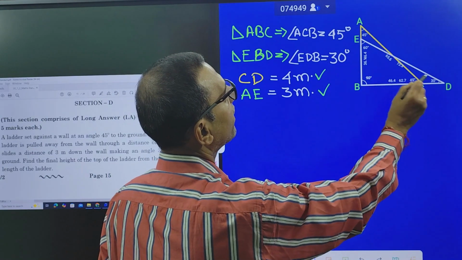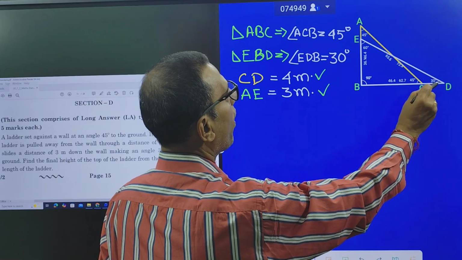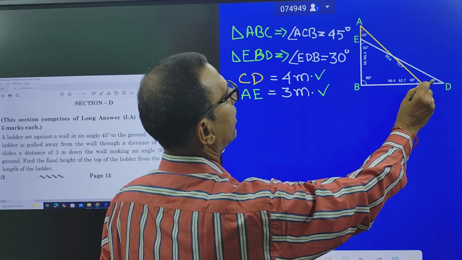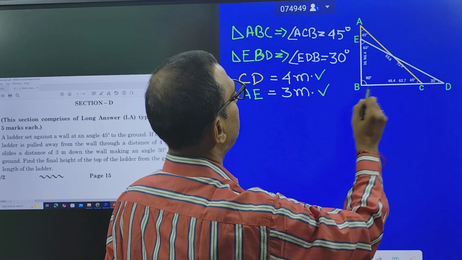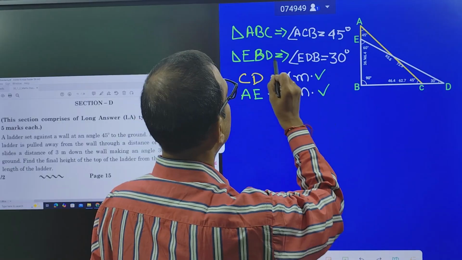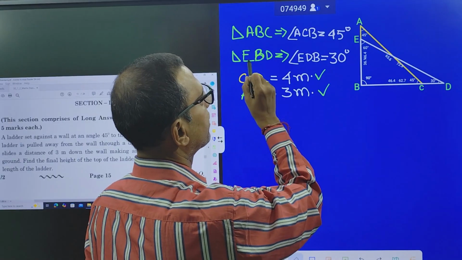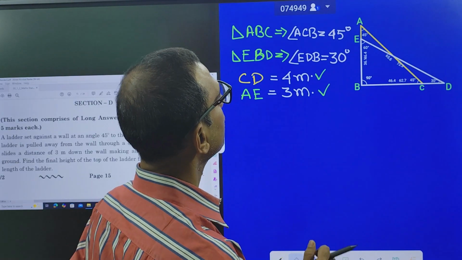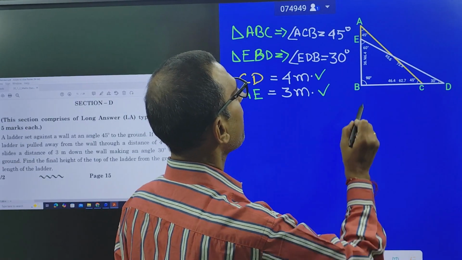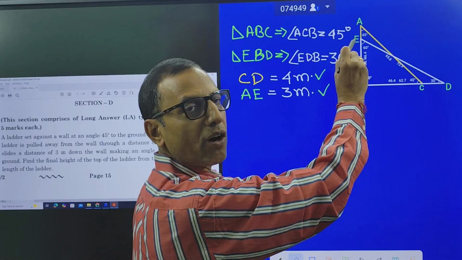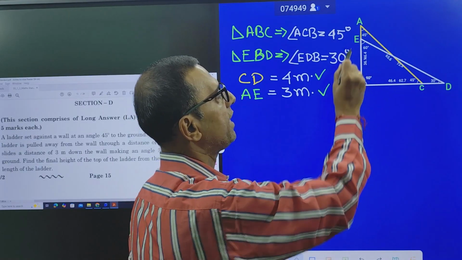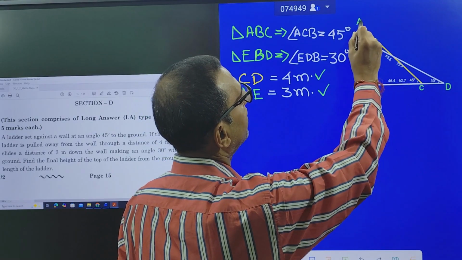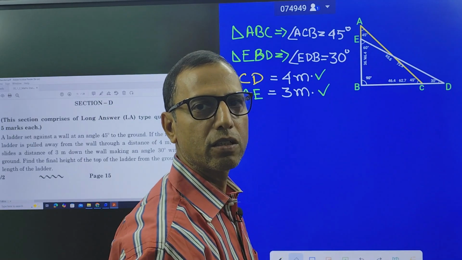When the ladder has been pulled away from the wall for 4 meters, then it is making the angle with the ground, that is 30 degree, that is EDB or BDE. For triangle EBD, right triangle EBD, angle EDB equals to 30 degree. That is what it is given. What do you need to find out? You need to find out the final height of the ladder from the ground, that is BE, you need to find out. And also you need to find out the length of the ladder, that is either AC or DE. Got it?